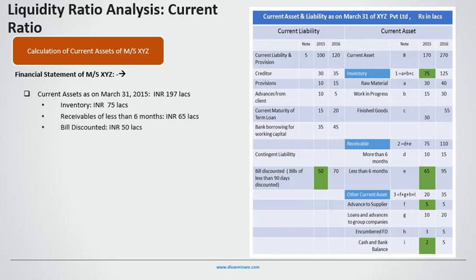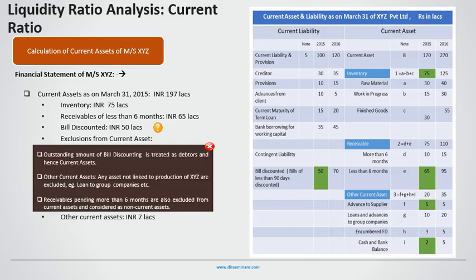Bill discounted equals 50 lakhs. Other current assets equals 7 lakhs. Please note, outstanding amount of bill discounting is treated as debtors and hence treated as current assets. Other current assets are any asset not linked to the production process of MS XYZ and are excluded, for example loans to group companies etc. Receivables pending collection for more than 6 months are also excluded from current assets and are considered as non-current assets.